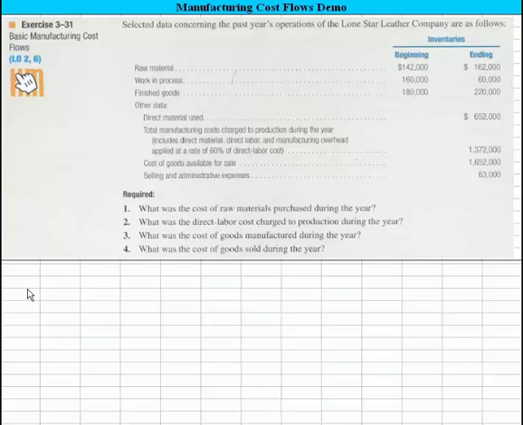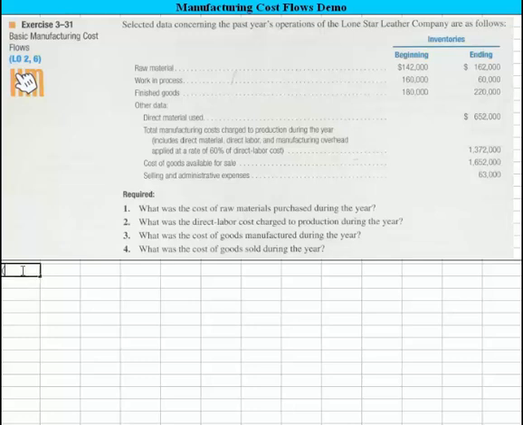Direct material used during the past year was $652,000, and the total manufacturing cost charged to production during the year, which would include direct material, labor, and overhead, is $1,372,000. Keep in mind that the manufacturing overhead gets applied at a rate of 60% of the direct labor costs. The problem also tells us that the cost of goods available for sale was $1,652,000, and selling and administrative expenses were $63,000, and we're asked to solve four requirements.